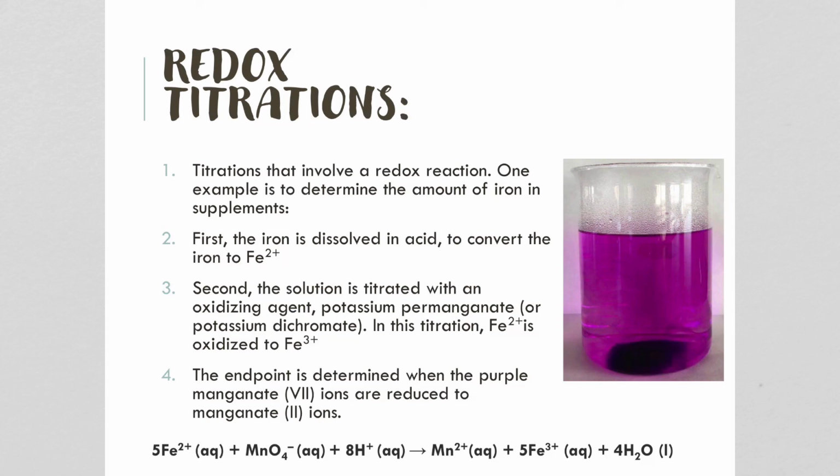So the reaction is 5 Fe2+ plus the permanganate plus 8 hydrogen ions makes the manganese ion Mn2+ plus 5 iron 3+ plus 4 water. So this is the actual redox reaction that we balanced in our first bit of the video.